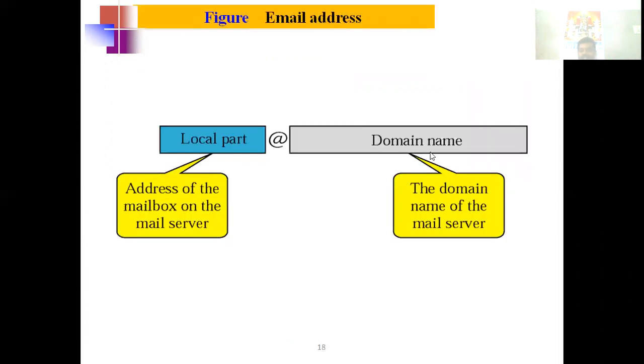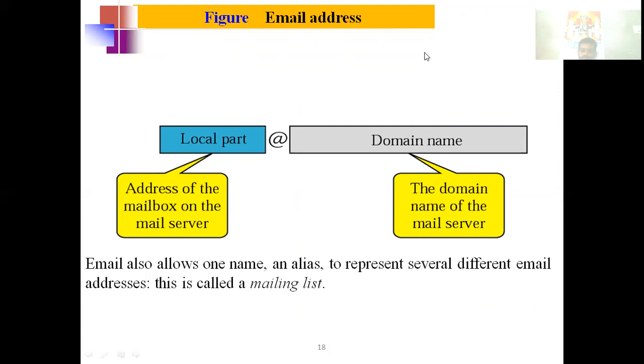Next, email address. The email address will have two parts. One is a local part, which is nothing but the address of the mailbox on the mail server. And the second one is a domain name, the domain name of the mail server.